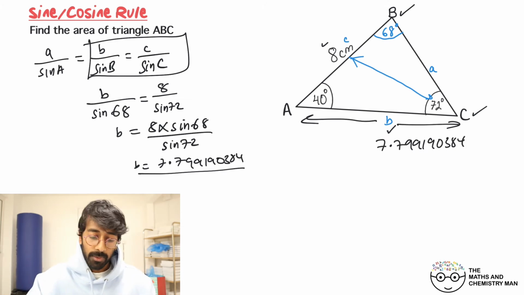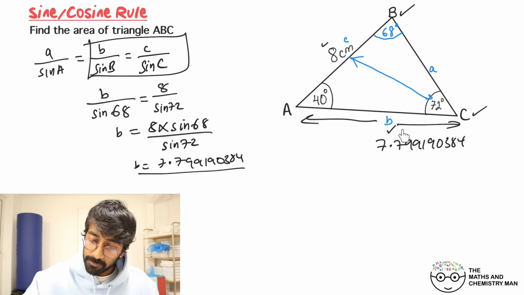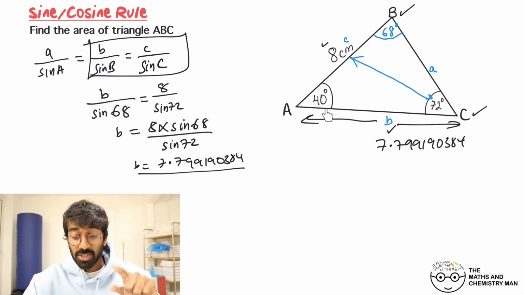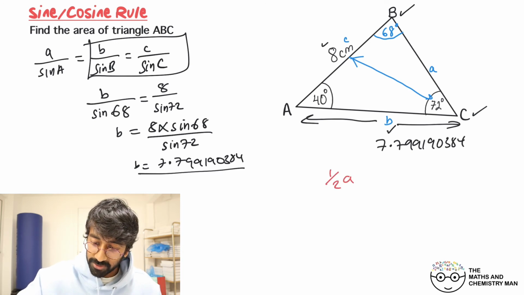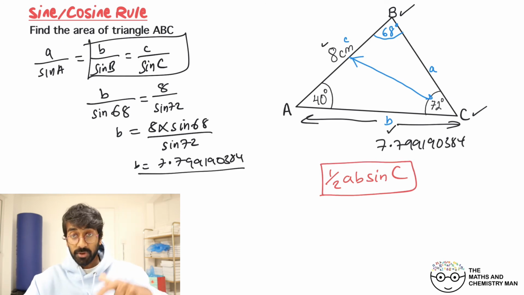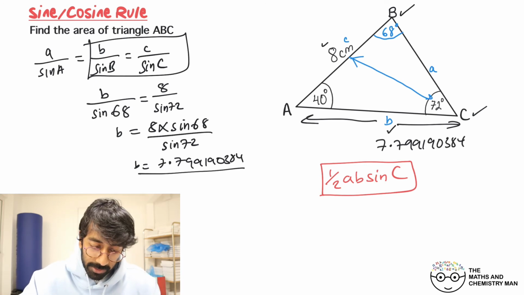So what have we got now? We've got two sides. We've got the angle between them as well. And that's the recipe to use this formula for the area: half ab sine capital C, that one there. All we've got to do is get rid of these labels and relabel the triangle the way we want it to be labeled. So here's what I'm going to do.